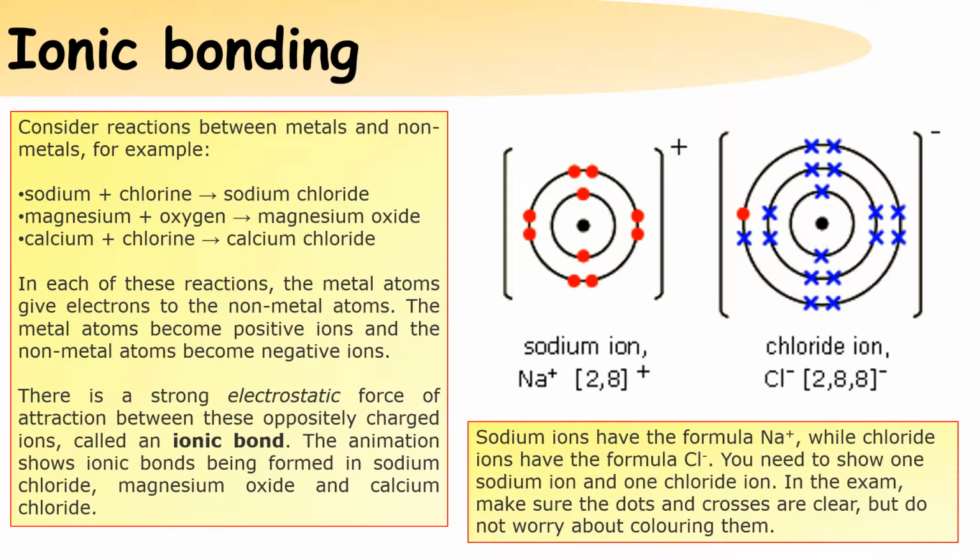Sodium ions have the formula Na+, while chloride ions have the formula Cl-. You need to be able to show that the sodium ion and one chloride ion bond together. In the exam, if you're asked to draw this as a dot and cross diagram, remember to draw the electrons from one atom as dots and from the other atom as crosses to show clearly where the electrons have come from.